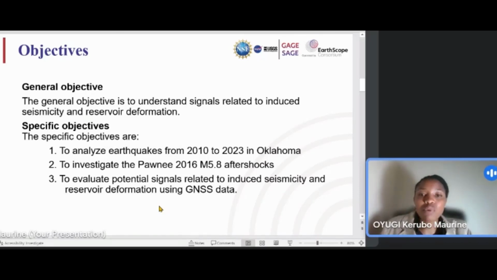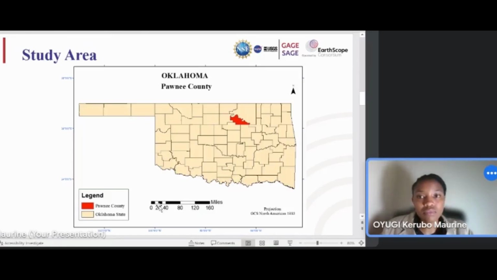Our specific objectives were to analyze earthquakes from 2010 to 2023 in Oklahoma, to investigate the Pony 2016 magnitude 5.8 aftershocks, and to evaluate potential signals related to induced seismicity and reservoir deformation using GNSS data. Our study area was Oklahoma, Pony County.